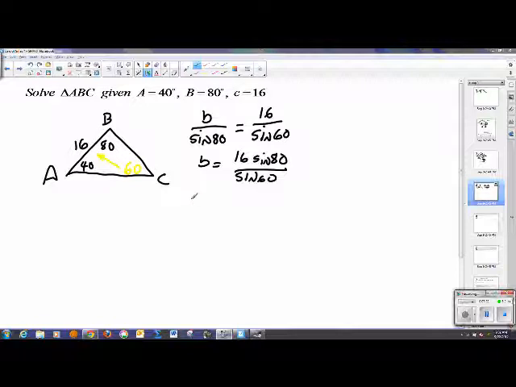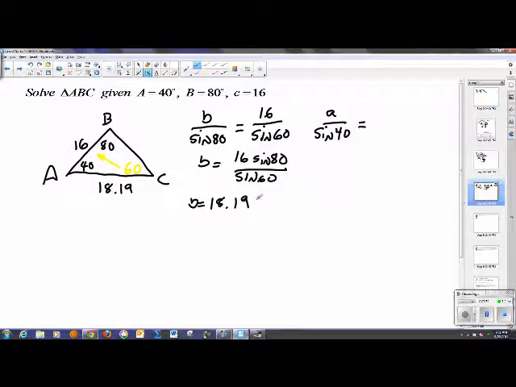So this will give me B is equal to approximately 18.19. All right, and I'll just fill this in here. And then finally we have to find the missing side A. So A over the sine of its opposite angle, which is 40 degrees, is equal to... now I have a couple of options. I can use a ratio with B in it.